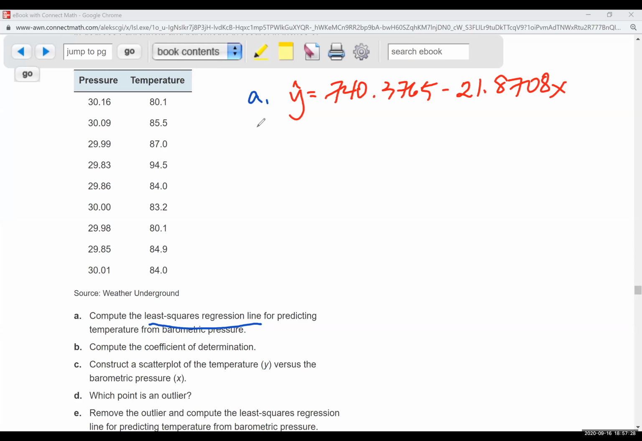And letter B, look at this, coefficient of determination. Meaning this is r squared. So on the same page, on the same screen, when you did stat calc 8, you should see r squared. And that is 0.3225. So coefficient of determination.